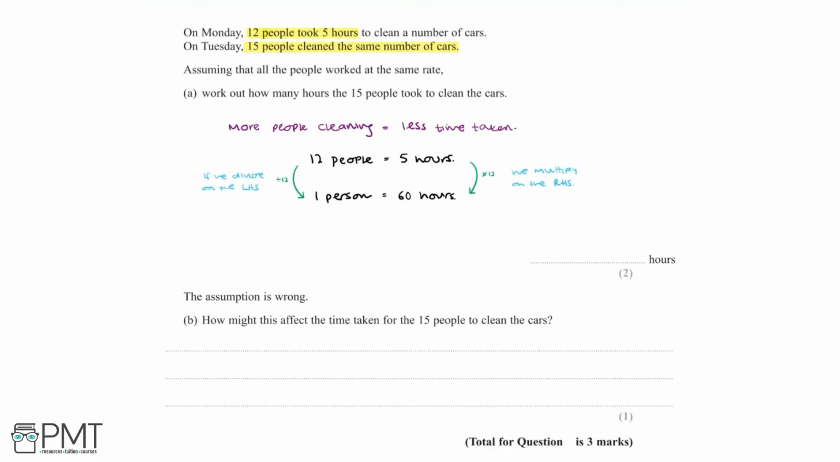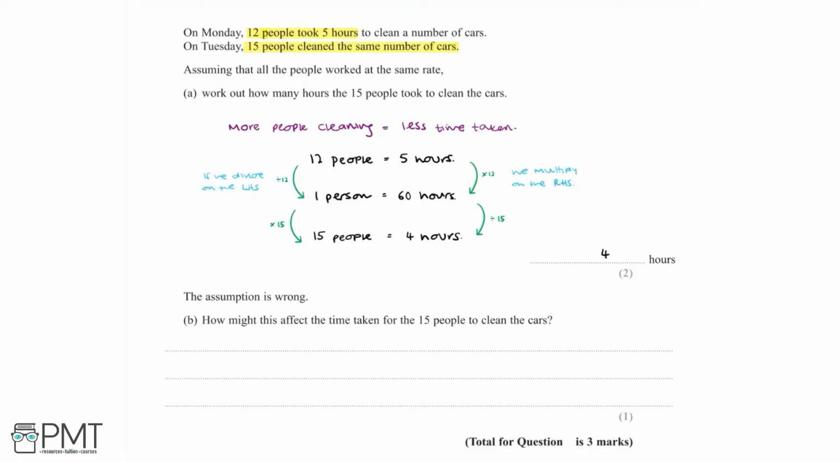Well, now let's use the same logic to find the amount of time that 15 people would take to clean the cars. Now, to get from 1 to 15, we multiply by 15. And so whatever we do on the left-hand side, we have to do the opposite on the right-hand side. On the left-hand side, we multiply by 15, and so on the right-hand side, we need to divide by 15. 60 divided by 15 is equal to 4. And so we can say that 15 people would take 4 hours to clean the cars.